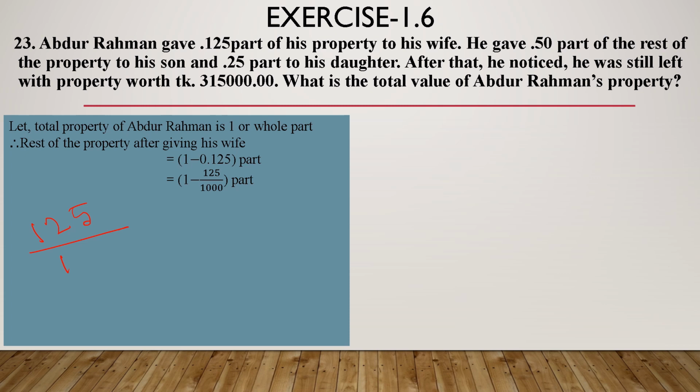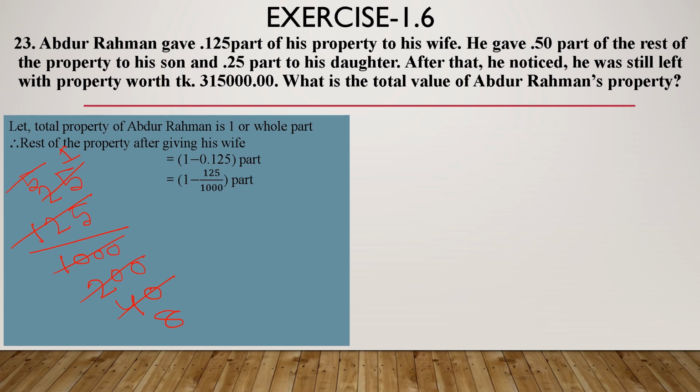125 divided by 1000. We can reduce by 5 at first. So here 5 2s are 10, 5 5s are 25, and here it should be 200. After that, my dear, we can reduce by 5 again. You can see 5 5s are 25, and here 5 4s are 20, that means 40, and we can reduce again, 5 8s are 40, that means here it would be 1 and here it would be 8. So 1 by 8 we can get. That is the thing, my dear.